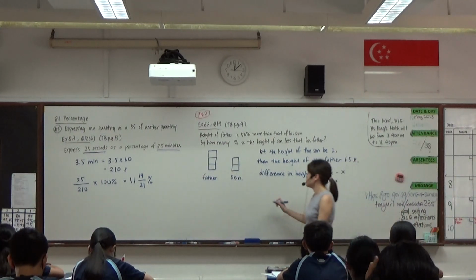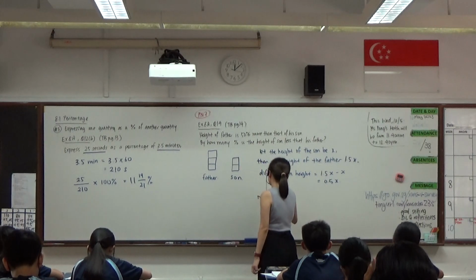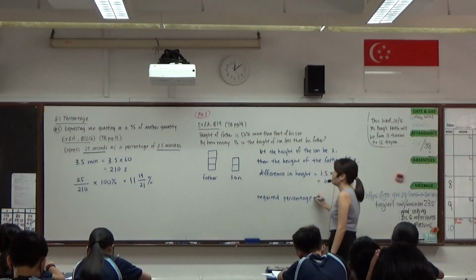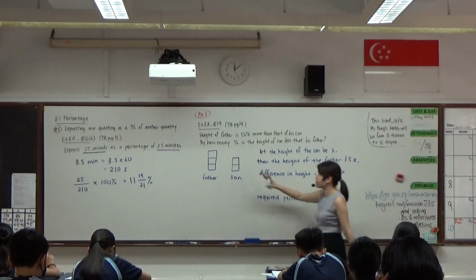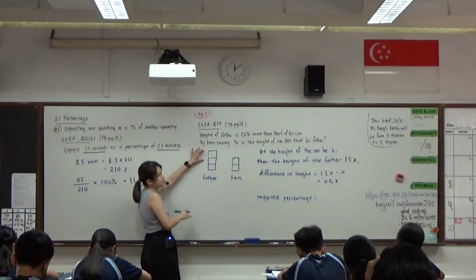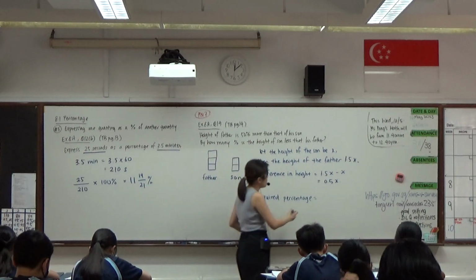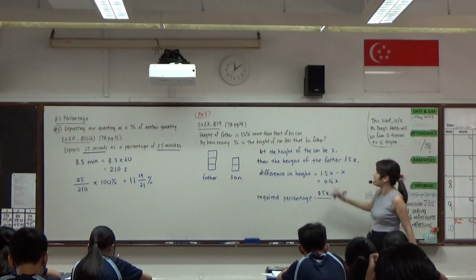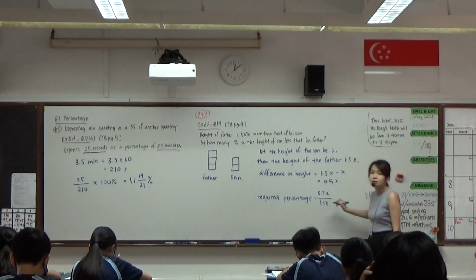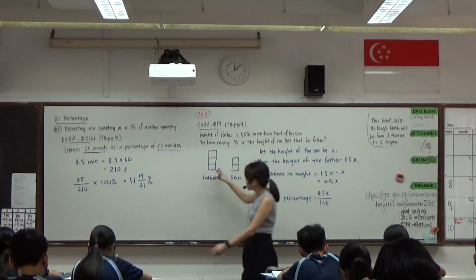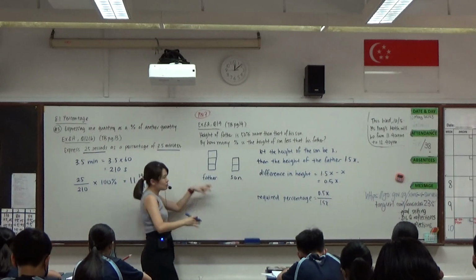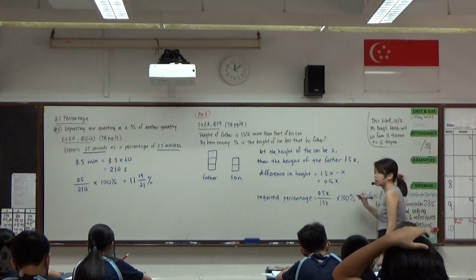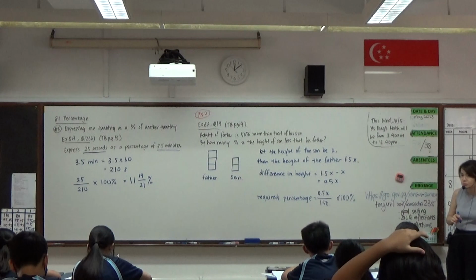Okay? So the required percentage, which is how much shorter is the son from the father, right? Okay, so that will be the difference, which is 0.5x, with the father being the base, and that will be 1.5x, because we are comparing from the father itself, so that's why it's over 1.5x, and convert this to be 100%, because you're looking for a percentage, okay.